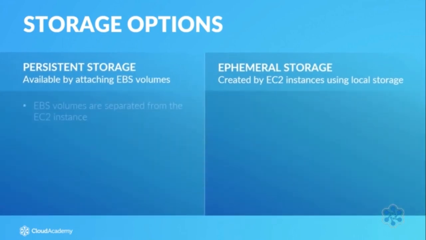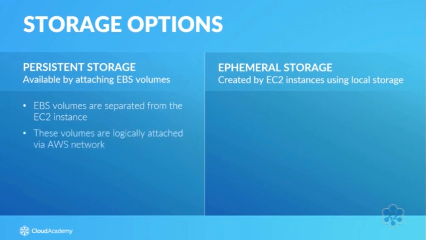EBS volumes are separate devices from the EC2 instance itself, and so it's not physically attached like ephemeral storage is. EBS volumes are considered network-attached storage devices, which are then logically attached to the EC2 instance via the AWS network. This principle is not dissimilar to attaching an external hard disk to your home laptop or PC, where the external hard disk represents your EBS volume and your PC represents your EC2 instance.